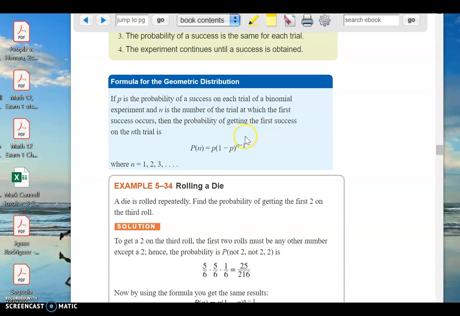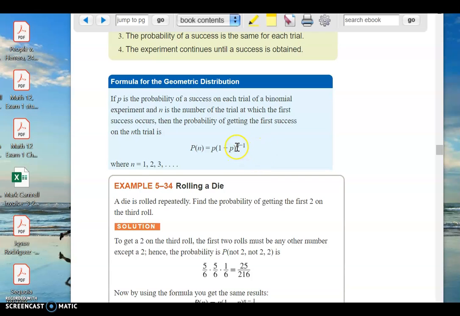So the probability of getting the first success on the nth trial, like on the 10th trial or the 12th trial, whatever it happens to be, is p, the probability of success on that nth trial, times the probability of failure, 1 minus p. Well, the failure has to occur n minus 1 times. If you have a success on the 12th trial, that means you had a failure on the first 11 trials.